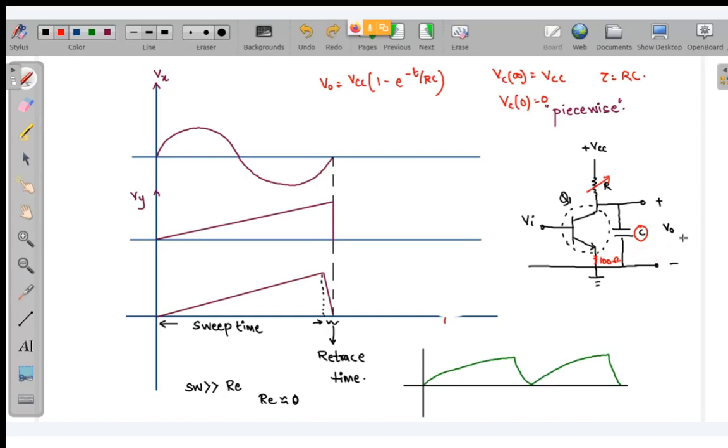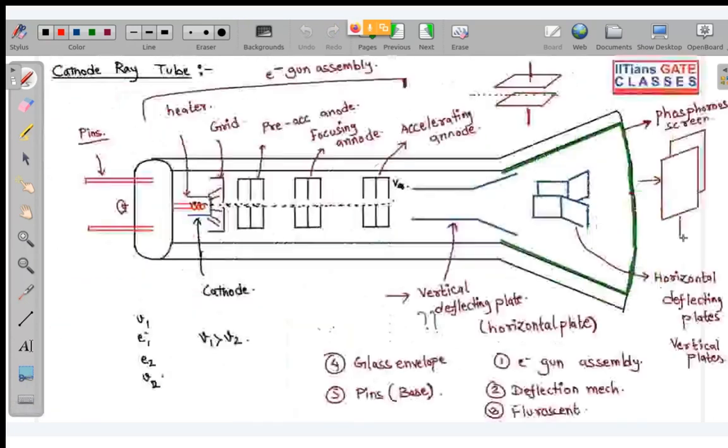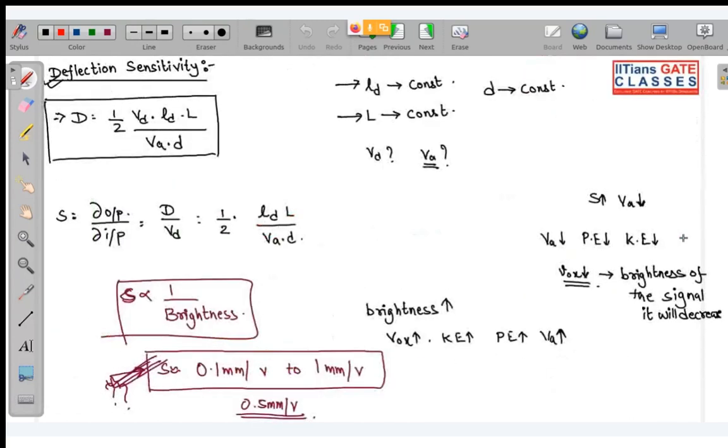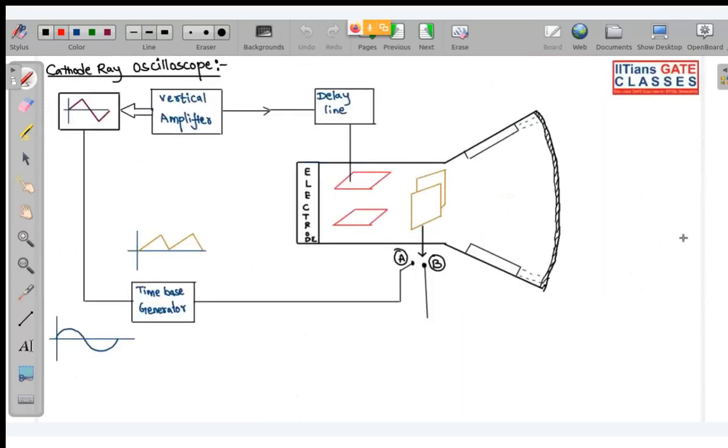Any doubt in this? Okay, up till now what have we studied? We have studied your CRT. We haven't studied what a cathode ray tube is yet, but we have studied everything about the CRT. Now with the help of this CRT, we are going to see what a CRO is. This is now your cathode ray oscilloscope, the complete apparatus of a CRO.